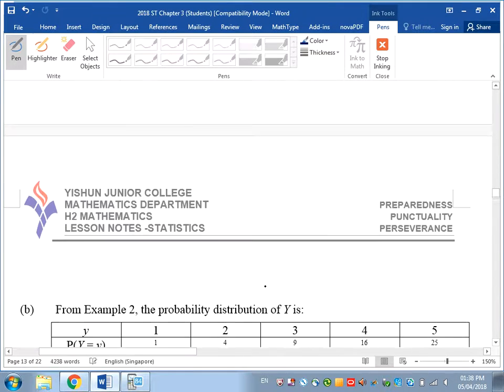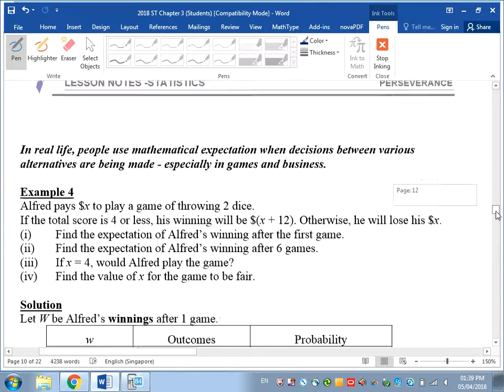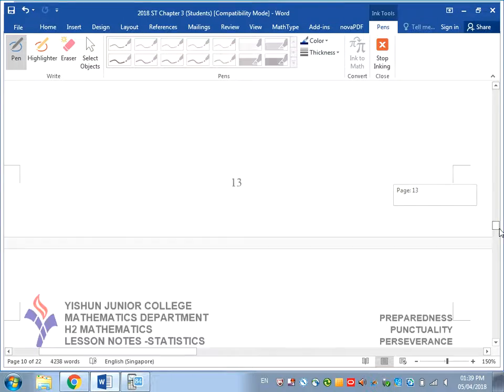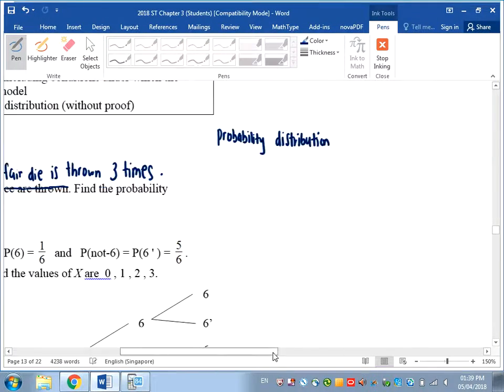So for example, if I scroll back, something like this. This table that you see is actually a probability distribution. Meaning we list out all the possible values of x and all the probabilities corresponding to all the possible values. So this is a probability distribution. So today we are going to deal with probability distribution function. So it's no longer a table.